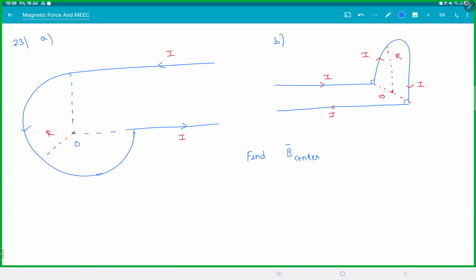Try. I'll give you a minute more. Get the directions, everything properly. Let's see. It could be the B part.